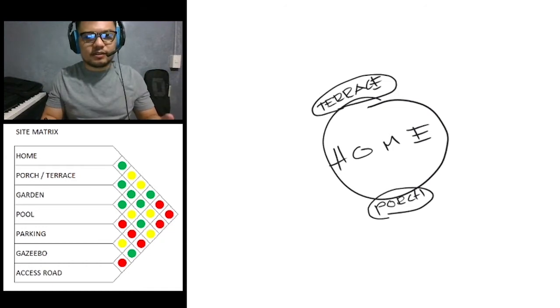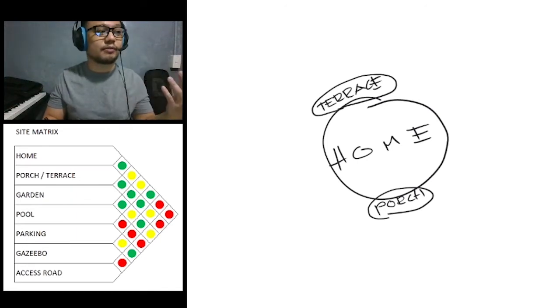Like I said, the bubbles are relative in size to each other. So we have the home, which is bigger than the porch and the terrace, but both the porch and the terrace are outside of the home. That's why we have them as separate items on the list.